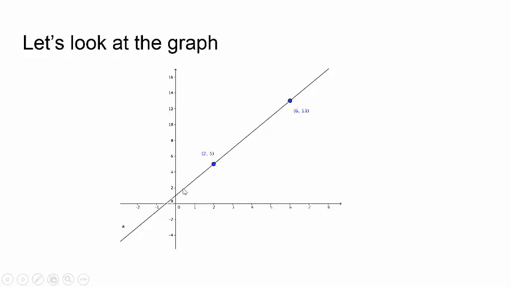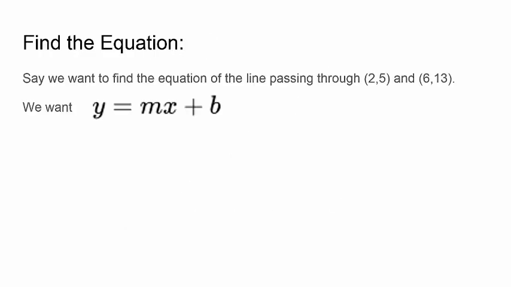We can even estimate what the y-intercept would be. Remember our x-coordinate is 0, so the y-intercept looks to be (0, 1). So b will probably be 1, and m will be some positive number. We could even do a little change in y, change in x here, and figure out the slope if we wanted. Okay, so our goal is y equals mx plus b.